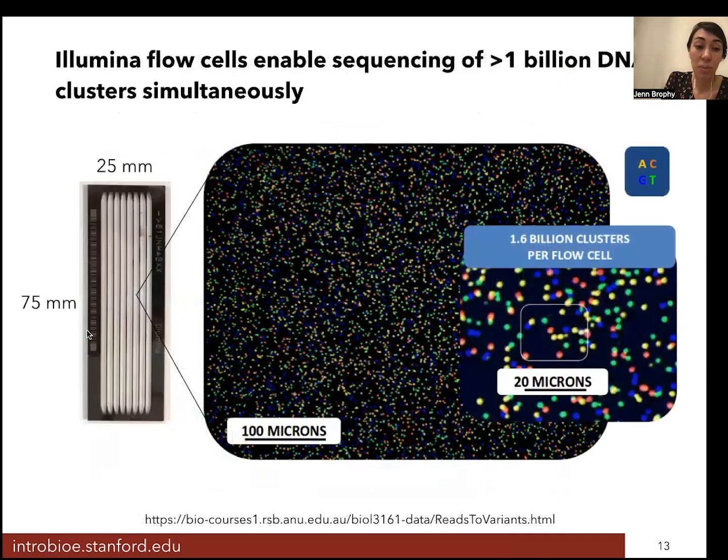This is what one of these chips looks like. This is a flow cell. It's pretty small, 75 millimeters by 25 millimeters. This is what an image of one of those flow cells looks like right after you've flowed your nucleotides over it. You can see the individual spots where there's DNA adhered to the chip, and the color indicates what base was incorporated then. There are about 1.6 billion of these spots per flow cell. So you can now measure 1.6 billion clusters of DNA simultaneously. I think that's pretty cool.